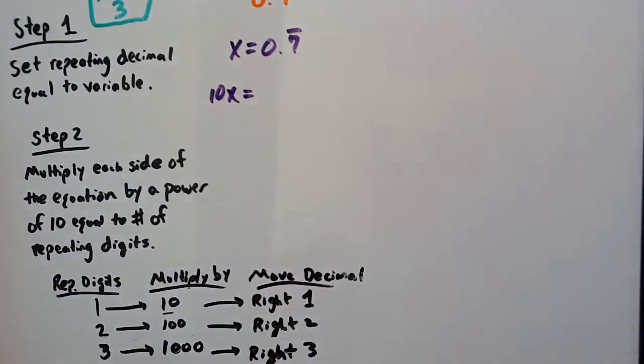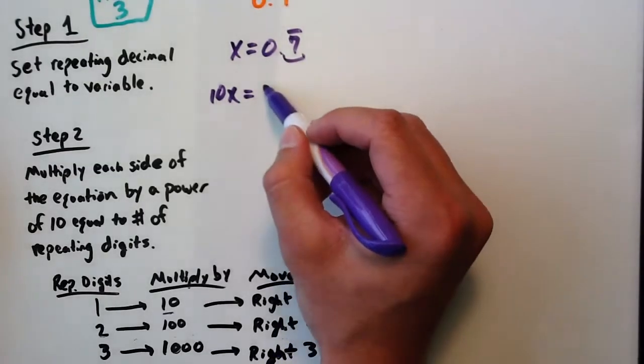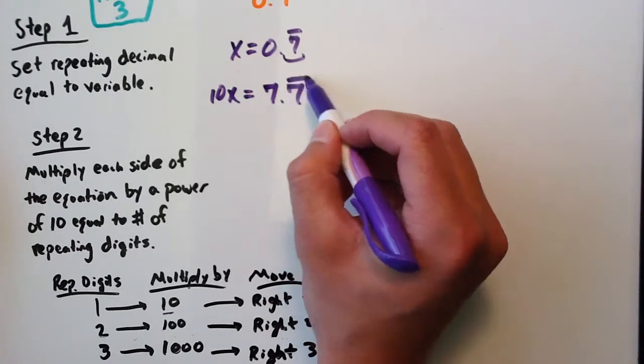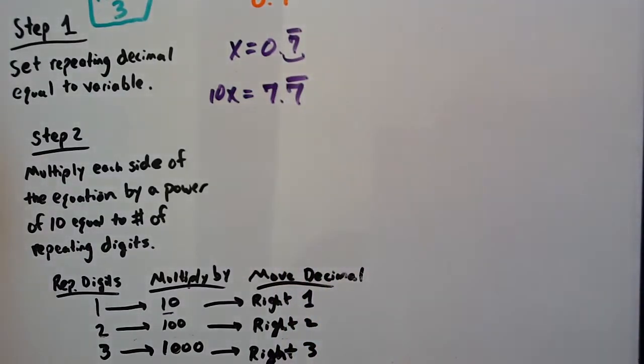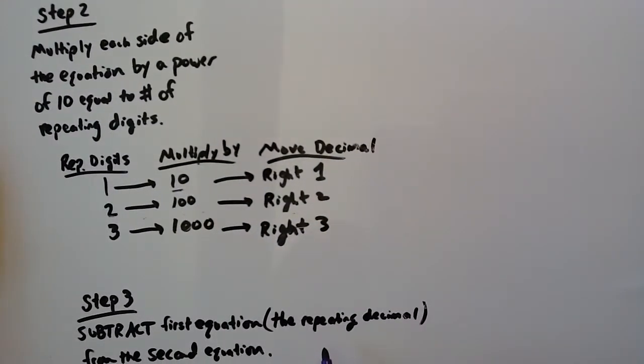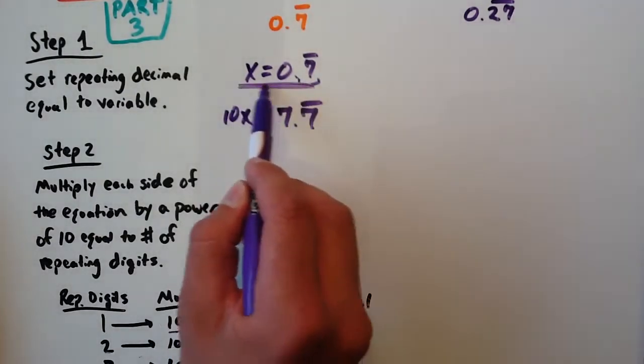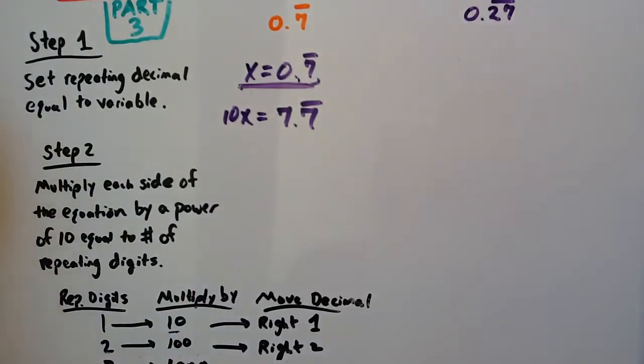On the right side, if I multiply by 10, it's the same as moving the decimal one place to the right. So let's move it one place to the right, and I would have 7.777 repeating, so 7.7 repeating. Step 3, I subtract that first equation, the repeating decimal, from the second equation. So I need to subtract this equation from the new equation, 10x equals 7.7 repeating.